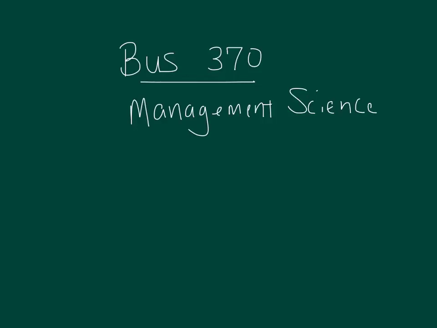Management Science, what is it? It is a quantitative course, and we are going to look at multiple different types of quantitative methods in order to make better decisions. Ideally better business decisions, since we are in the business school.